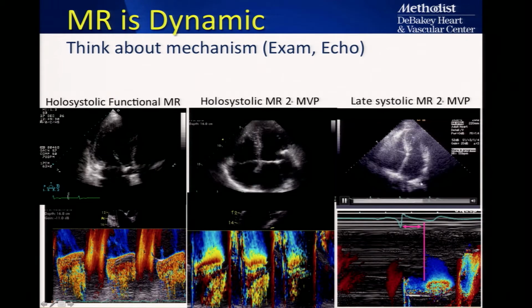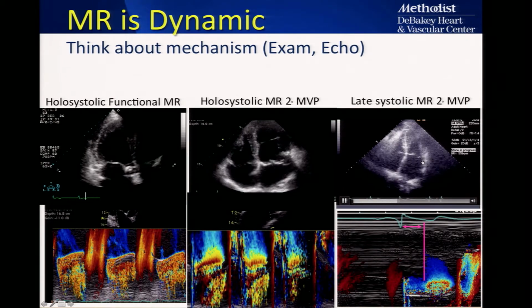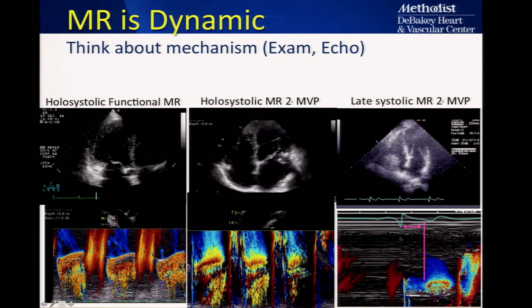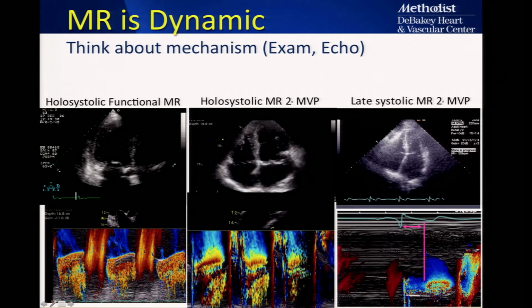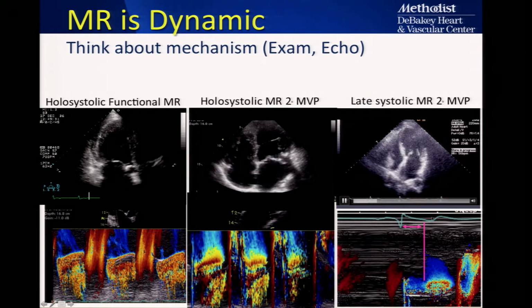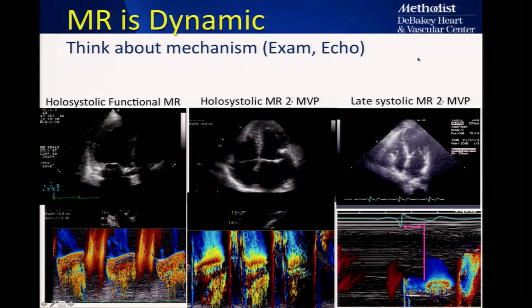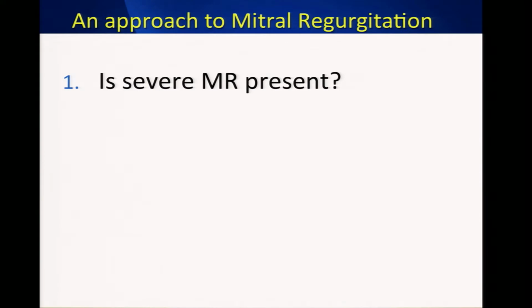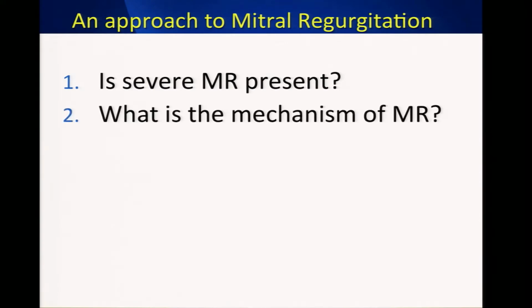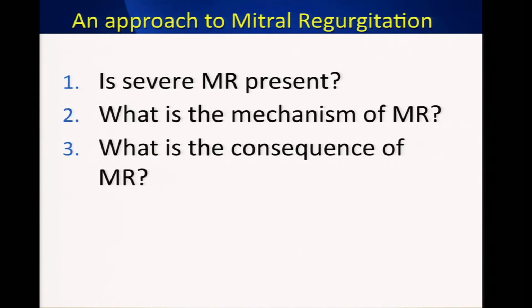But this one is a different form of prolapse. You can see it's just a posterior leaflet prolapse. It takes time to develop. You've got a long gap between the QRS and the onset of regurgitant flow. So this is simply late systolic MR. The point is you have to think about it. You have to look for timing in addition to mechanism. So what's the approach really? Is it severe ultimately? You need to know the mechanism. I've harped about that. And the other thing in terms of our quantitation is, what is the consequence?